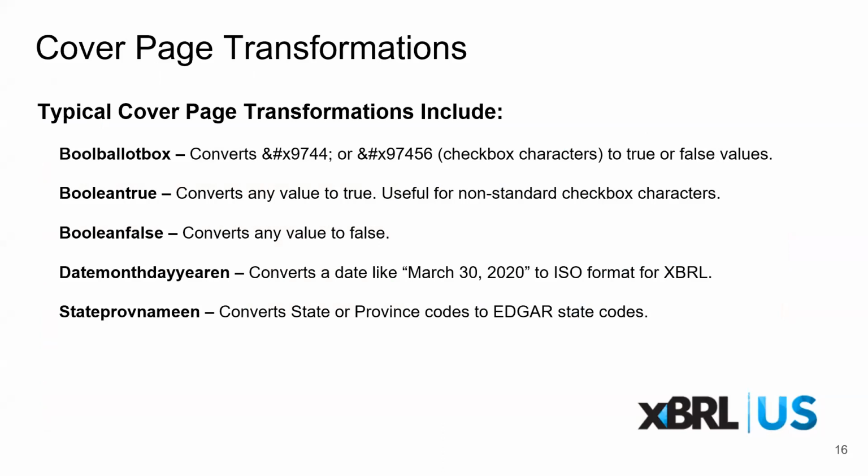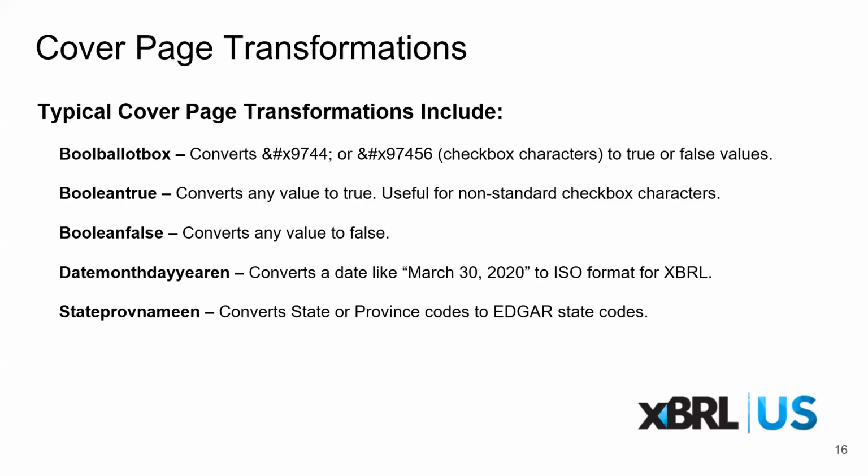So Scott mentioned that briefly when he was talking about the cover page run through. Checkboxes are extremely common on these filings. So you might have the checkbox 9744 or 9746. Either of those checkboxes or unchecked boxes you would need to convert to true or false in order for the SEC to actually understand what the value means. And this transformation can do that.